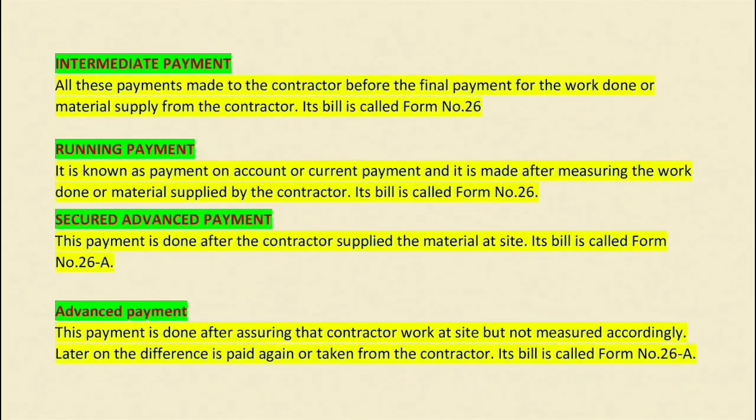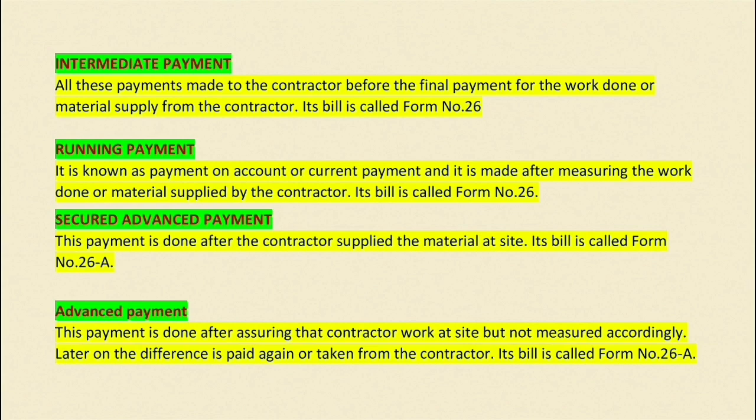Intermediate payment. Before the final payment, small payments are made to the contractor, which are known as installments, and this is also known as intermediate payment. All these payments made to the contractor before the final payment for the work done or material supplied by the contractor, this bill is called form number 26. So this is basically what final payment and intermediate payment mean.